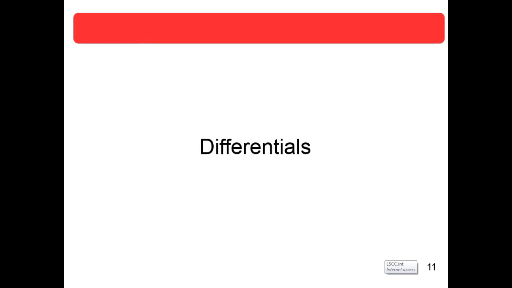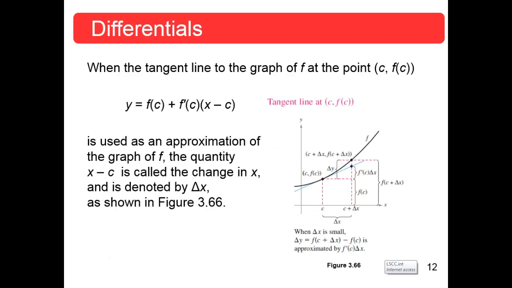Now, I know there was a reason to do that, and they're going to lead to differentials that way. To me, this is not how I would go to differentials, but it's how they choose to, and it's fine. When the tangent line to the graph of f at the point c, f of c, there's the tangent line, okay? What we just did, y is equal to f of c plus f prime of c times x minus c, is used in approximation of a graph of f.